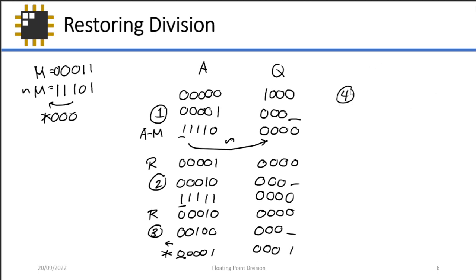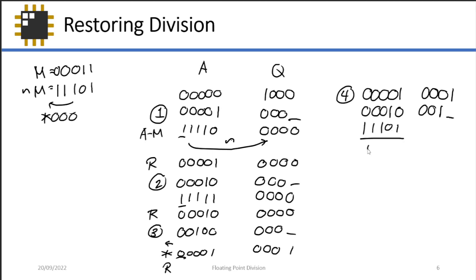And now for iteration number 4, note that we don't do a restoration here because the sign bit is 0. It's a positive number. We don't need to restore it back to positive. So for iteration number 4, we shift. And then we subtract, okay, we don't know this yet. We subtract m again. So that's plus 1, 1, 0, 1, which is 1, 1, 1, 1, 1, 0, 0. And then that's 0, 0, 1. This was blank, but it's the complement of this, which is 0.